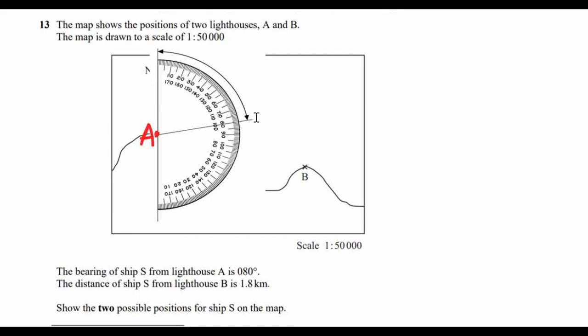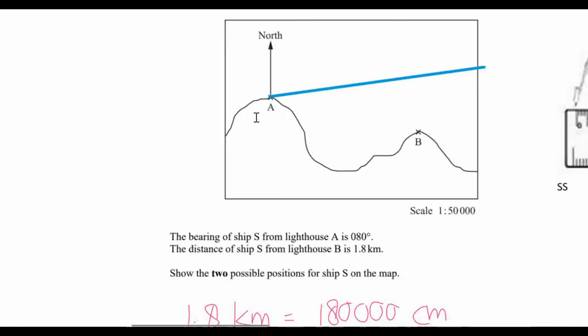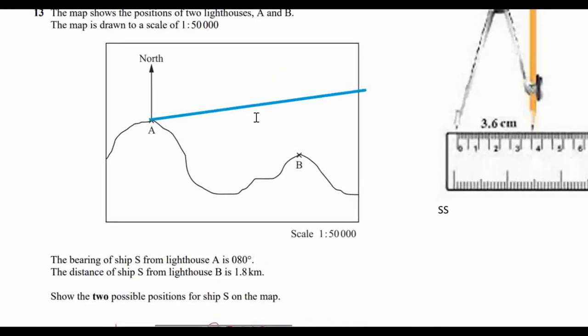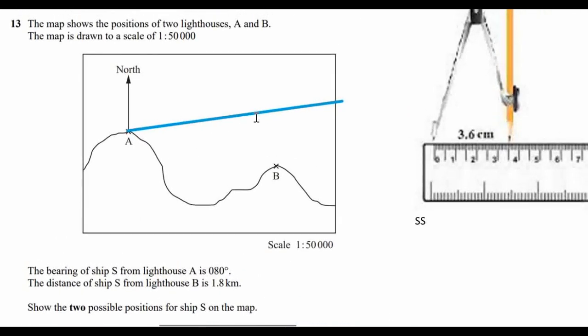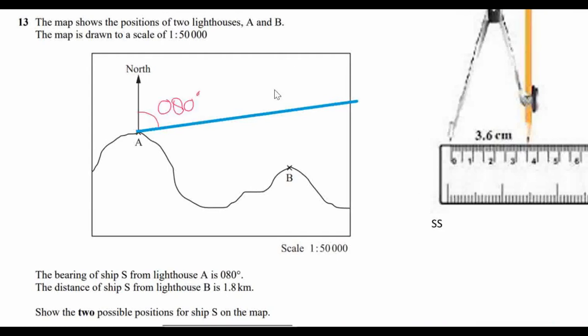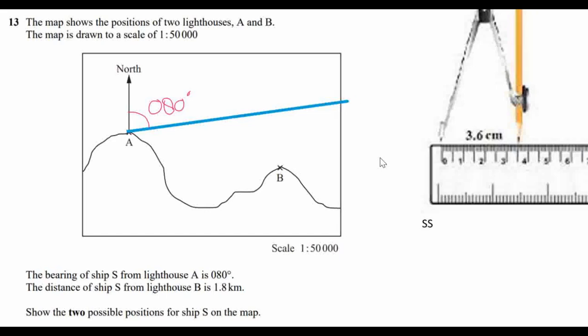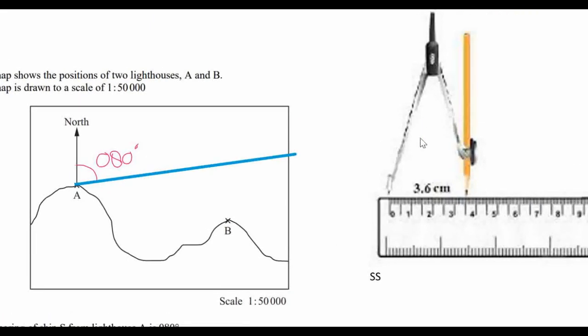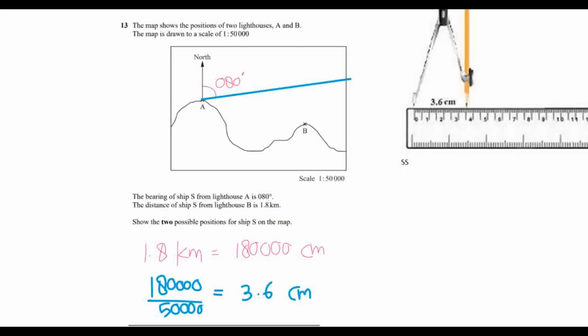After that, we make a line to mark that this is 80 degrees. We have already got a line with 80 degrees from A. Now the rule from B is 1.8 kilometers from B. So we use a compass. We measure 3.6 cm. So how do you get 3.6 cm?